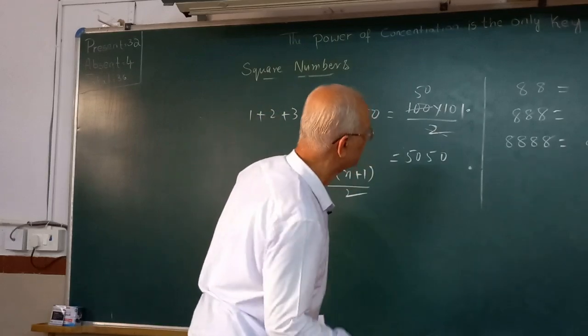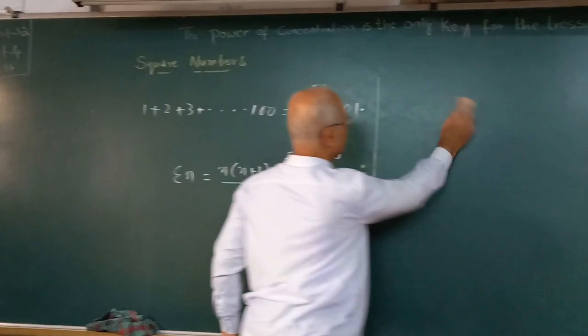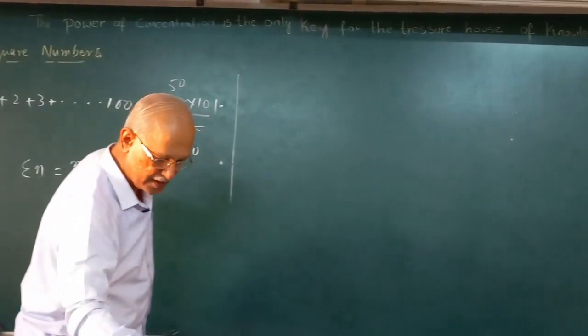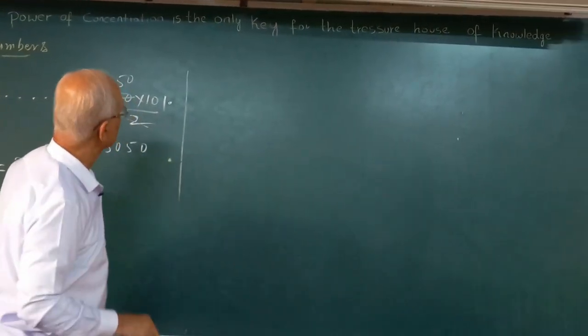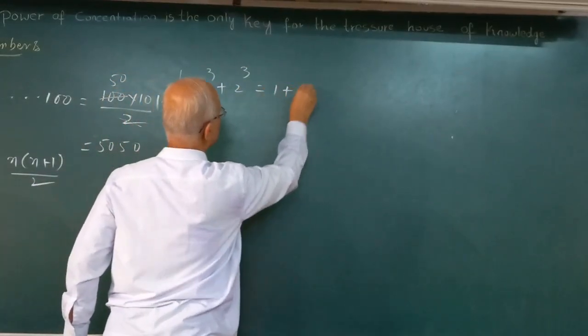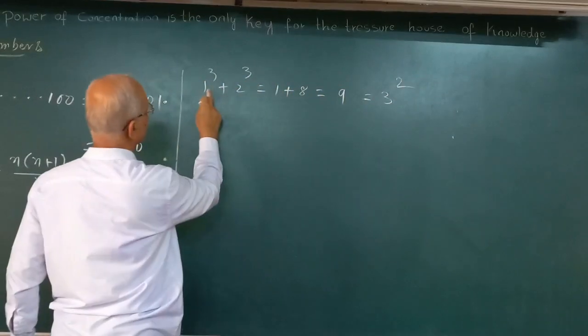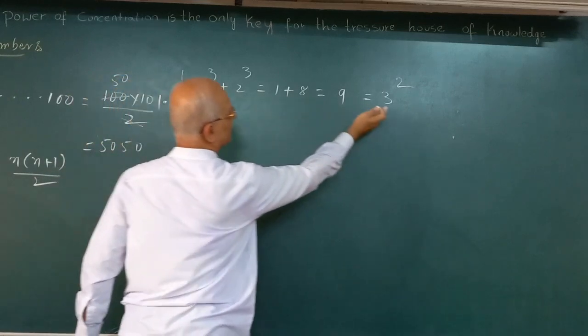Next, see the relation between these cubes and squares. I take 1 cube plus 2 cube. How much? 1 plus 8. This is equal to 9. That will be 3 squared. Here, the sum of cubes is a perfect square, 9.